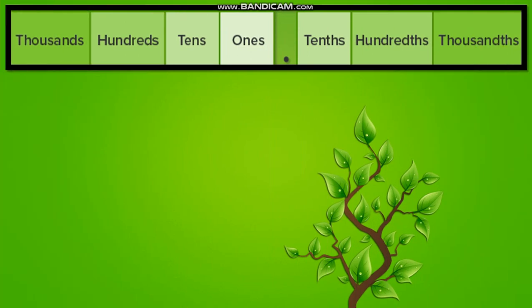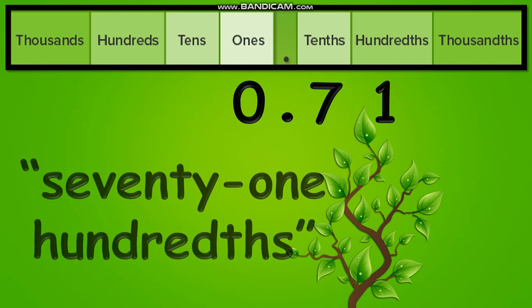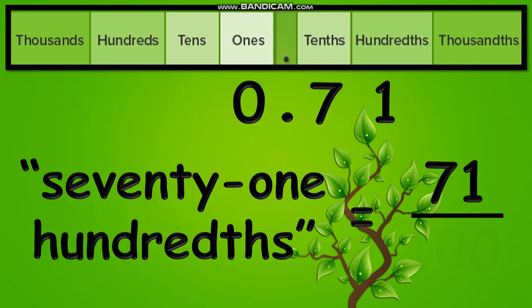An example is 0.71, by writing words then the fraction symbol. 0.71 or 71 hundredths. When we change the words 71 hundredths to a fraction symbol, it will be 71 over 100. In other words, 0.71 when we change it to a fraction is 71 hundredths.